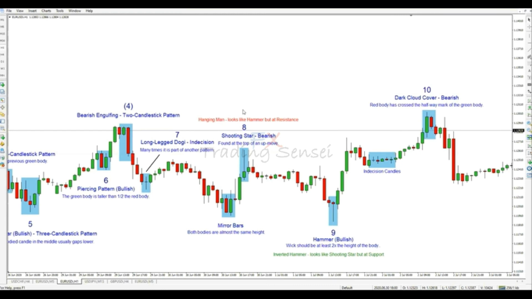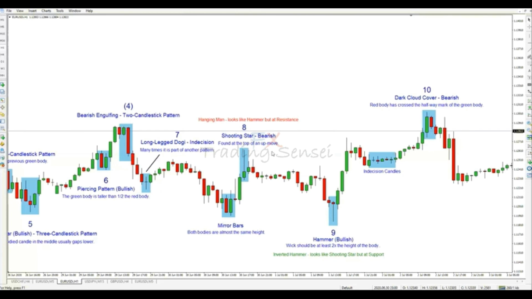So really and truly, these two candlestick patterns actually give you four. So you can have a hammer, which looks like this, or you can have an inverted hammer at the support level that looks like this. Or you can have a shooting star, which actually looks like this at resistance, indicating a bearish move. Or you can have the hanging man, which looks like the hammer in this position at the top of a move, indicating price is ready to fall.